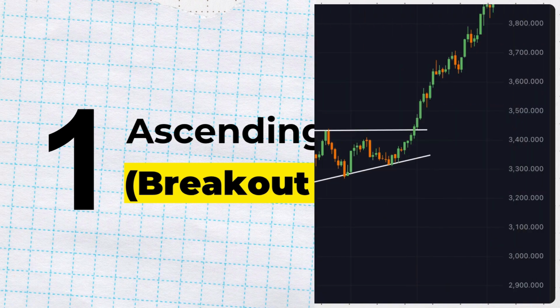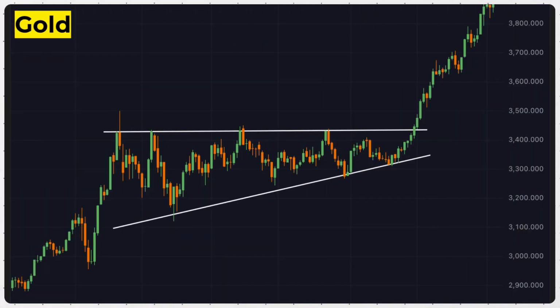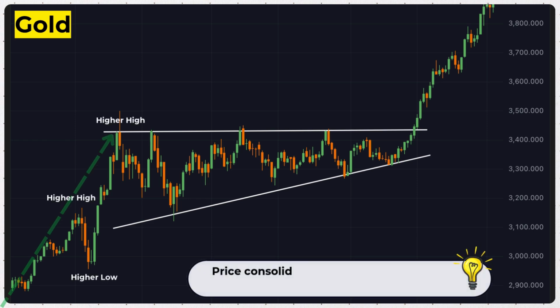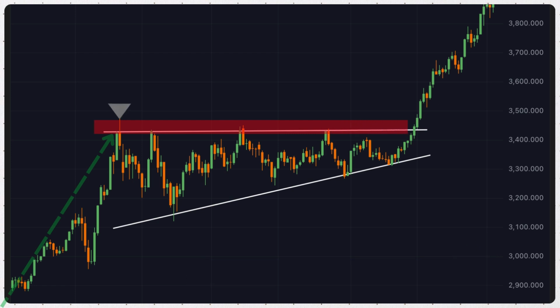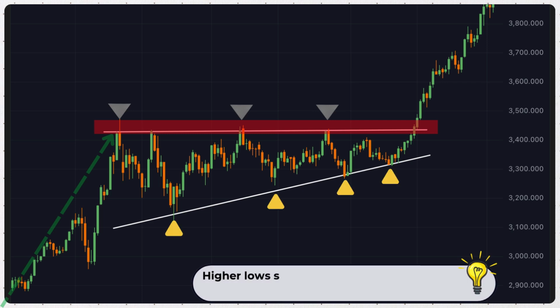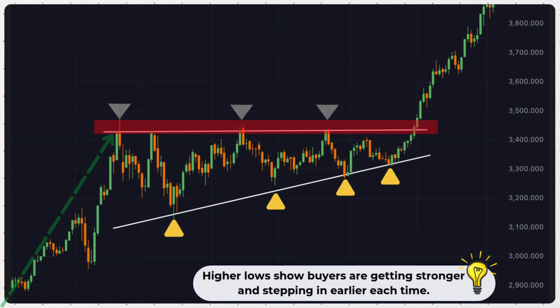Alright, the first setup we're looking at is a clean ascending triangle on gold. The overall structure is bullish, with price forming higher highs and higher lows before entering consolidation. That tells us buyers are already in control. Price rallies into the 3,400 area, which becomes a clear horizontal resistance level. Price gets rejected at this level multiple times, while the pullbacks form higher lows, creating a rising trend line underneath price. So we end up with a classic structure: flat resistance on top, rising supports below.